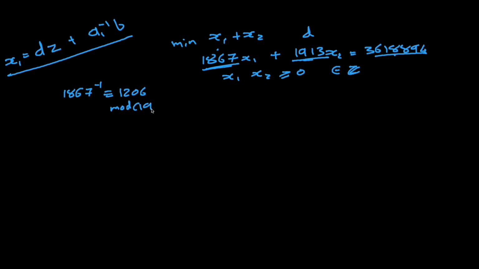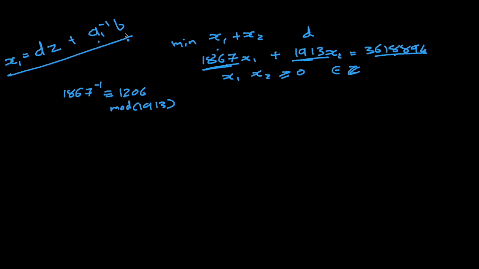Okay, so basically it says that if you multiply 1206 by 1867, then whatever large number you get, if you divide it by d, you will have the remainder 1. Okay, so that's the idea behind the inverses.